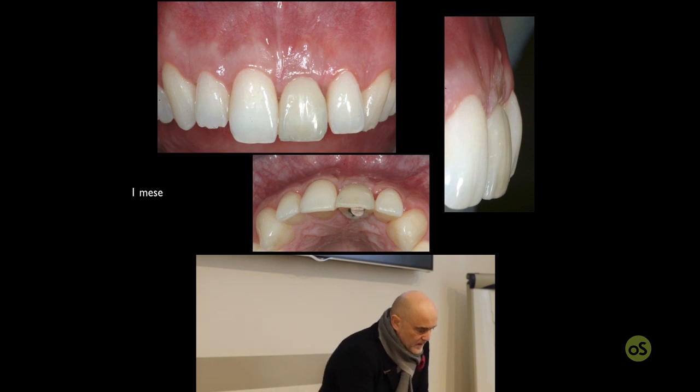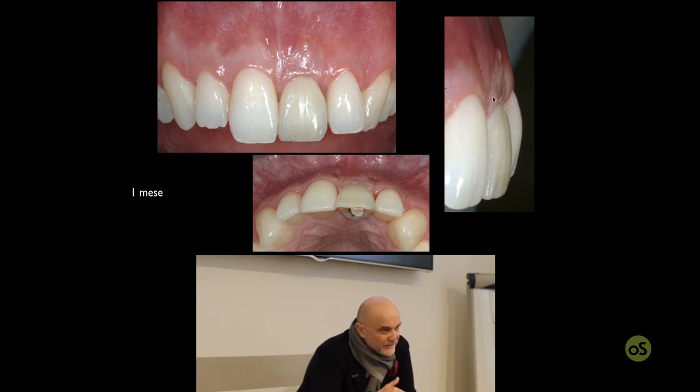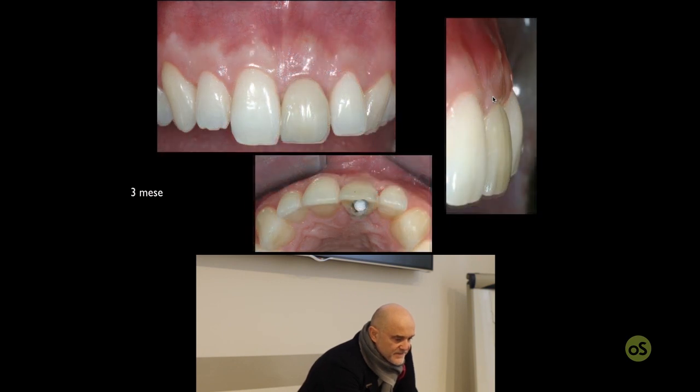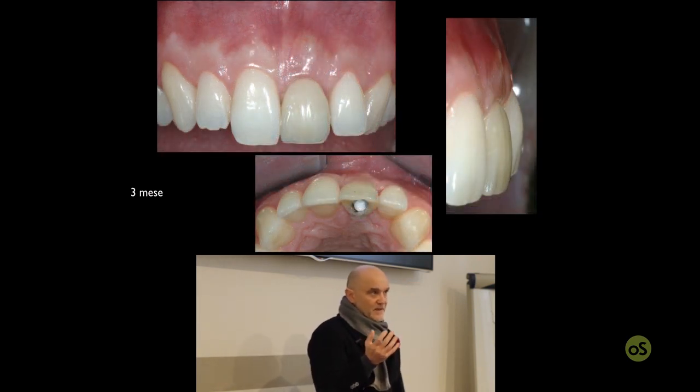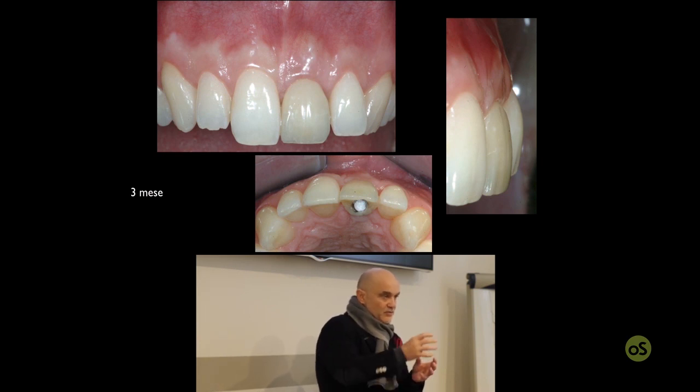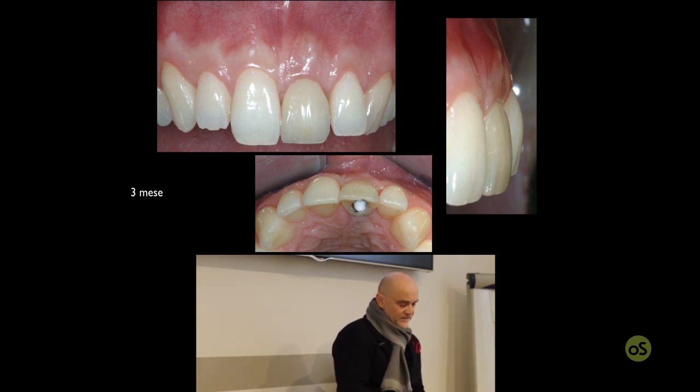So now you see the healing. This is 1 month. And please take a look at the profile, because as the maturation goes on, you will see that there is an increase in the soft tissue thickness because of the combination of the coronally advanced flap and the connective tissue graft.